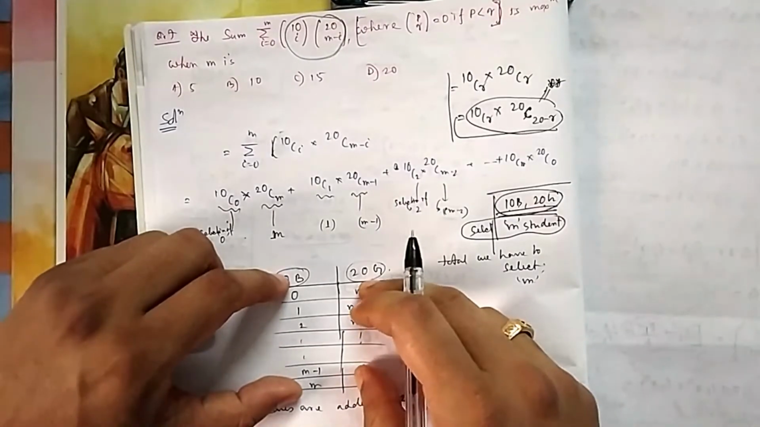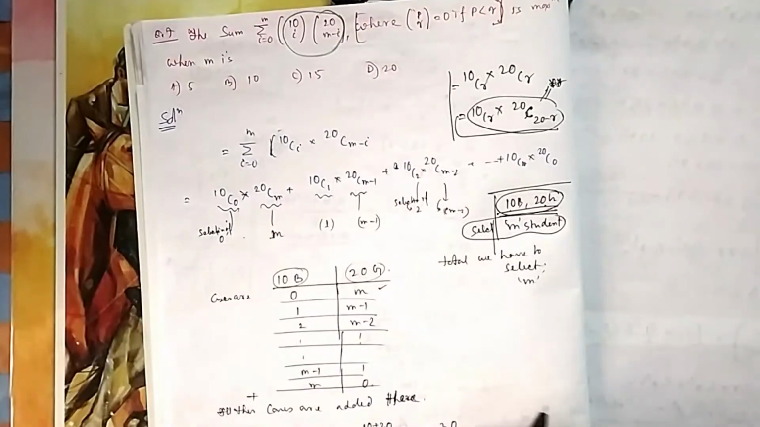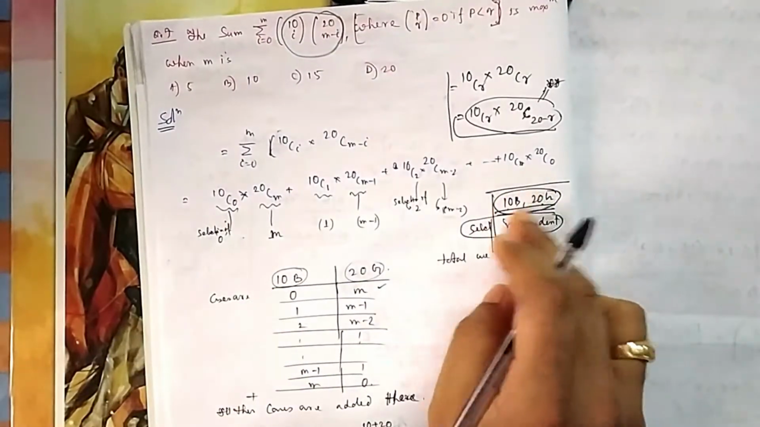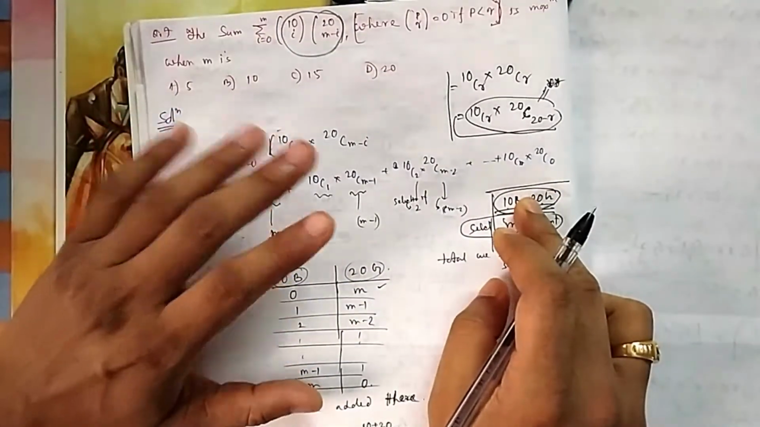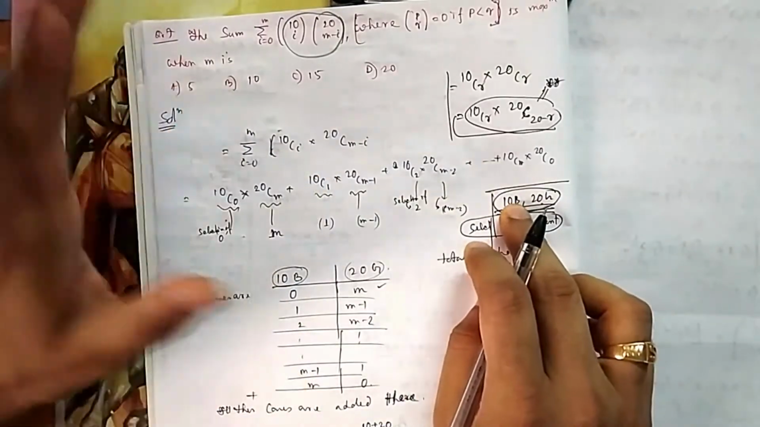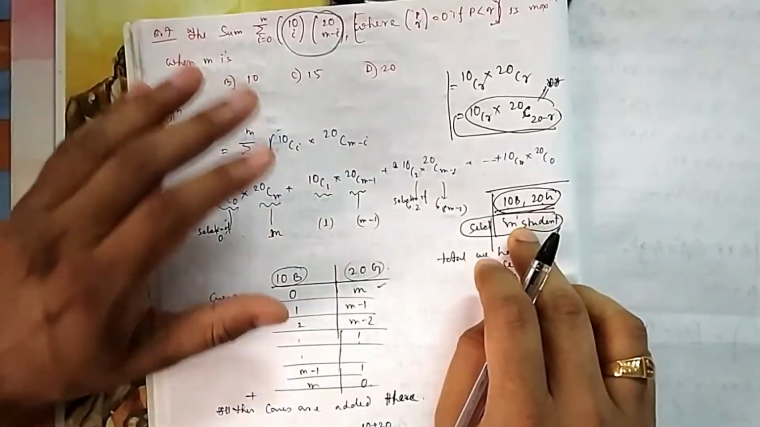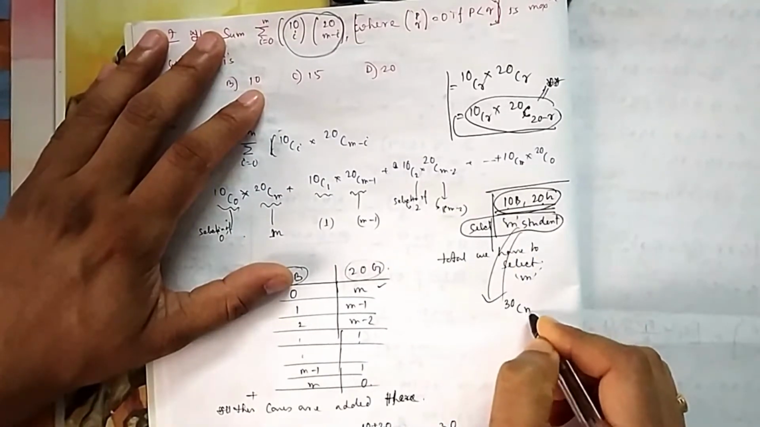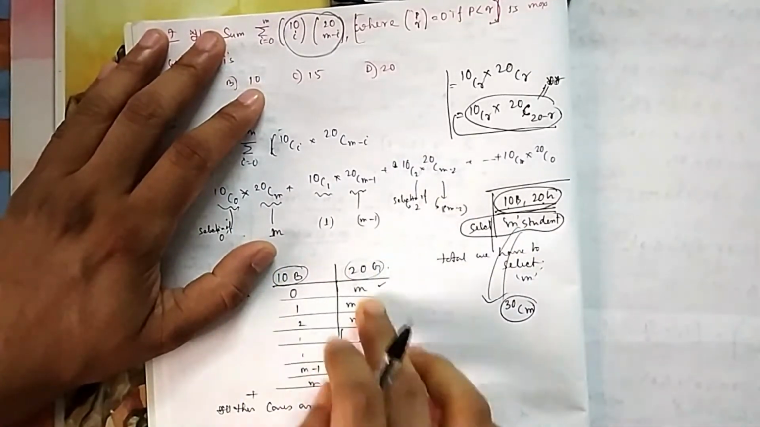So the sum of all cases will be equal to, there is an easy way. Instead of going through all these cases, you can directly think: out of 30 I will select m, because they have not categorized how many boys and how many girls. They have just asked me to take m students. So the easy way is 30Cm. But another way to do it is this way.